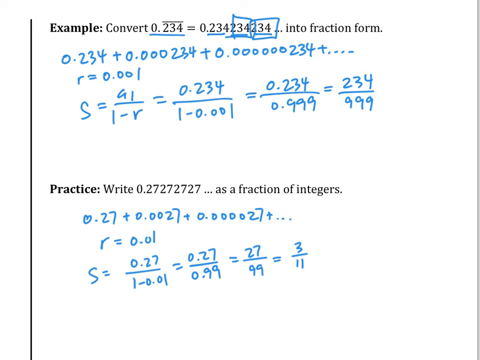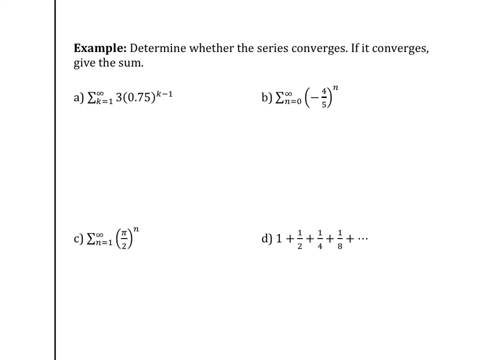All right, go ahead and check your answer. 3 over 11. I think I probably could have simplified the one before. I think 234 is divisible by 3. Actually, 9. It's divisible by 9. So 26 over 111. All right, let's go ahead and try the last one.